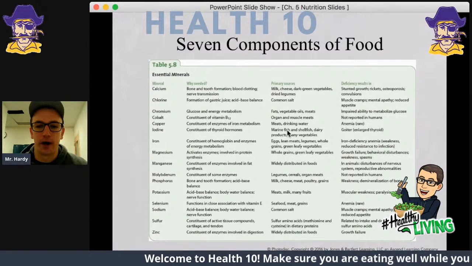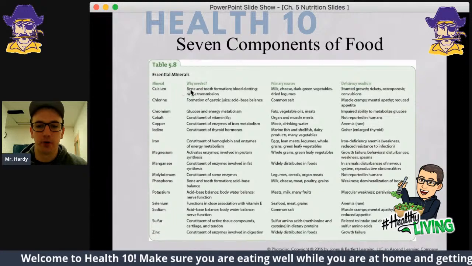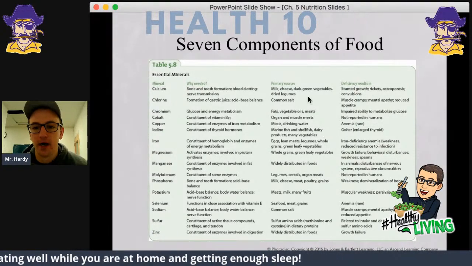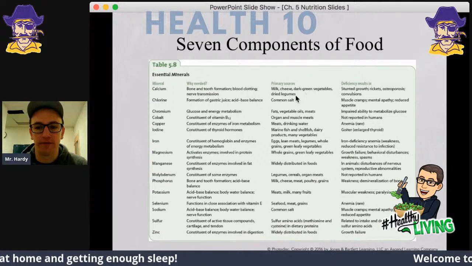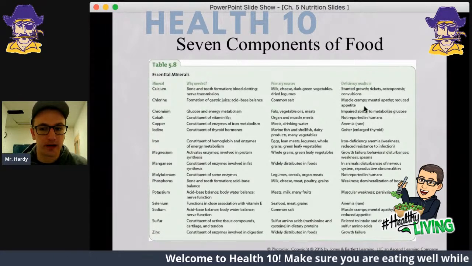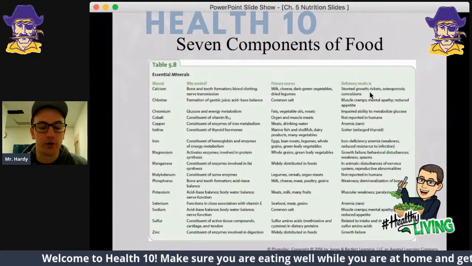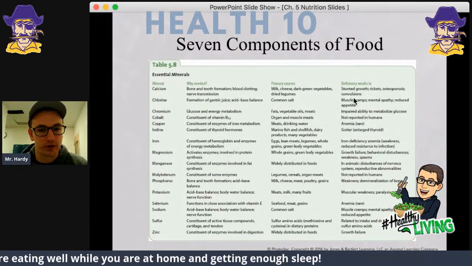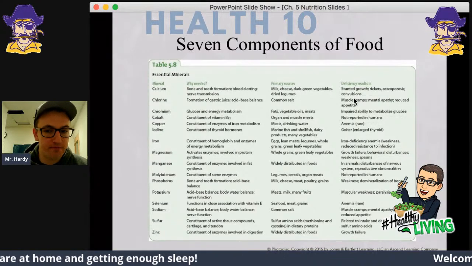So let's say, calcium. We need calcium for bone and tooth formation, blood clotting, and nerve transmission. All pretty important things. You can find it in milk, cheese, dark green vegetables, and beans, legumes. What does a deficiency in calcium result in? Stunted growth, rickets, which we haven't heard from in a long time, osteoporosis, convulsions. So we need that.